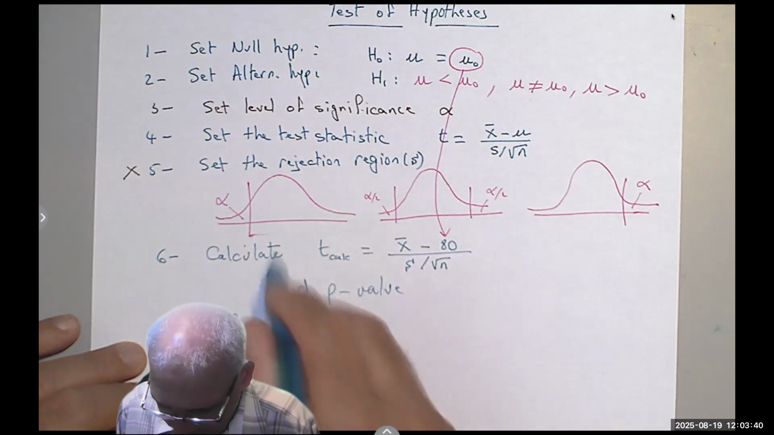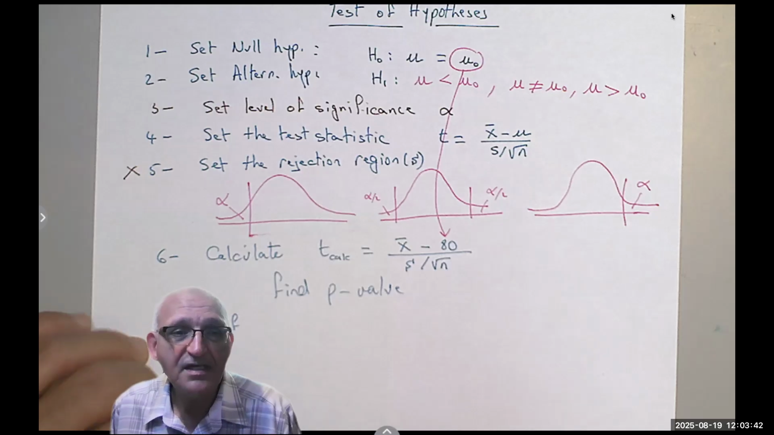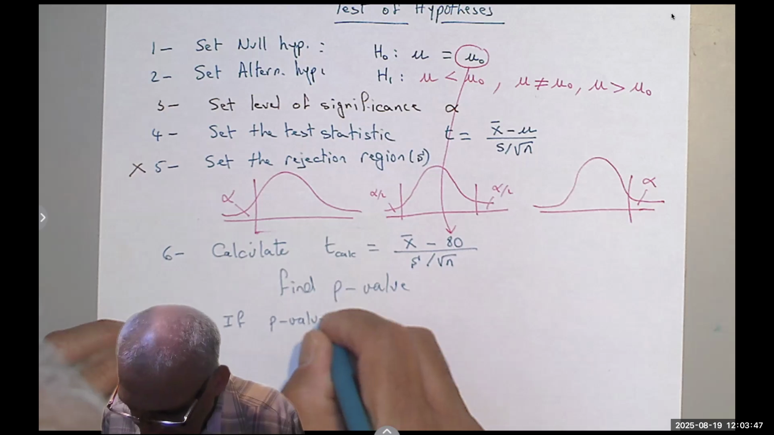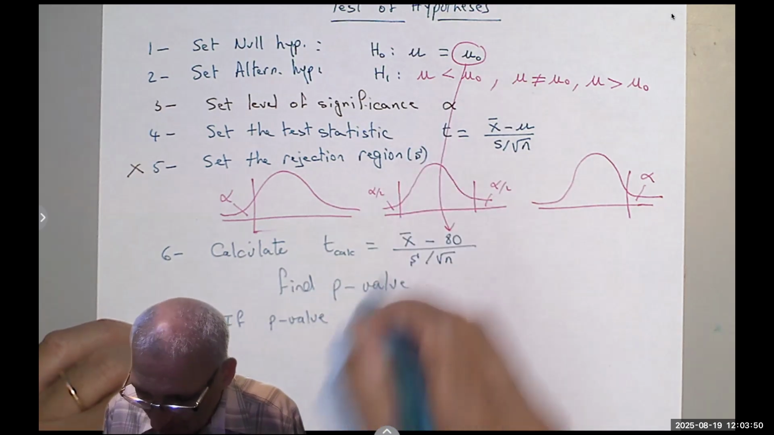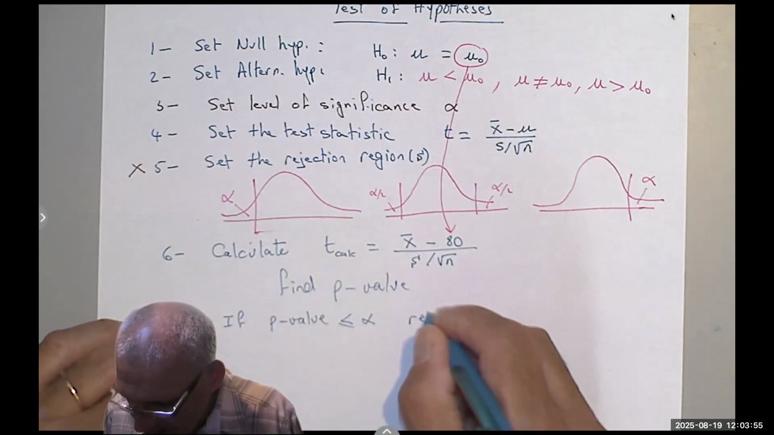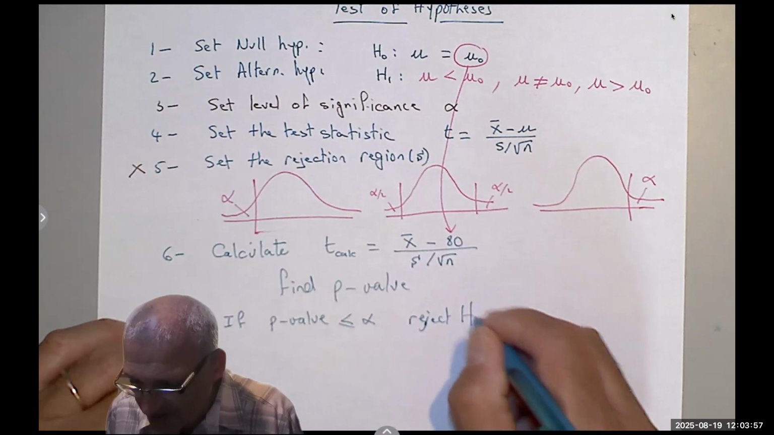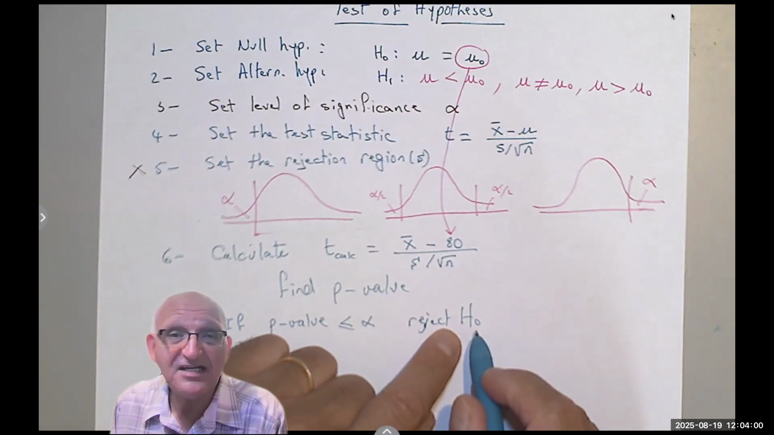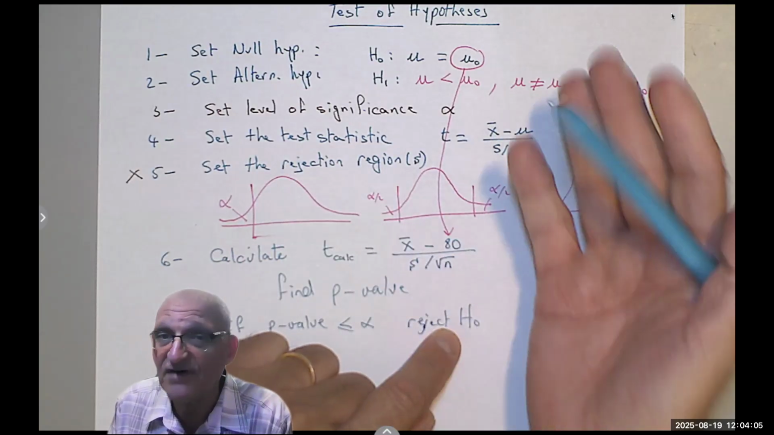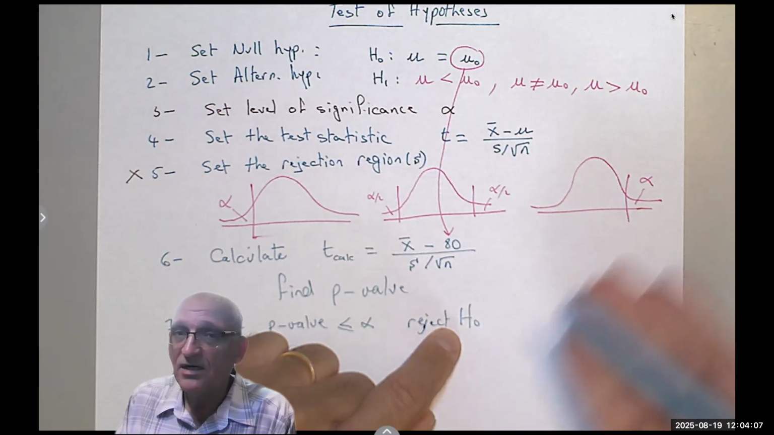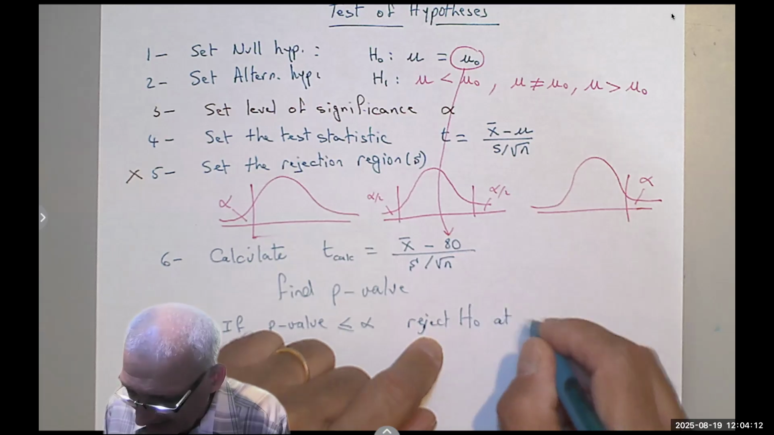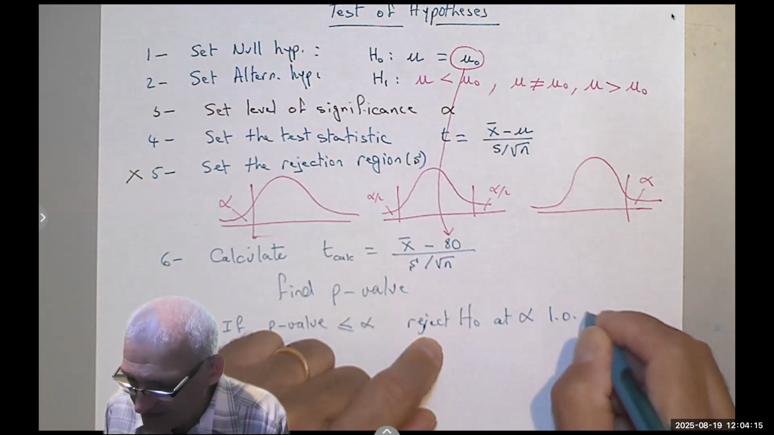So in numbers, after you calculate that, maybe the seventh step is the conclusion. If the p-value is less than or equal to alpha, reject H sub 0, and you have to say, if I reject it, at what level of significance I'm rejecting it. Am I rejecting it at 5% or at 1% or at 10%? So you say reject the null hypothesis at alpha level of significance.